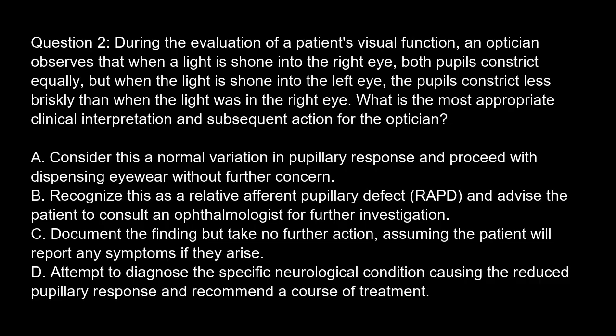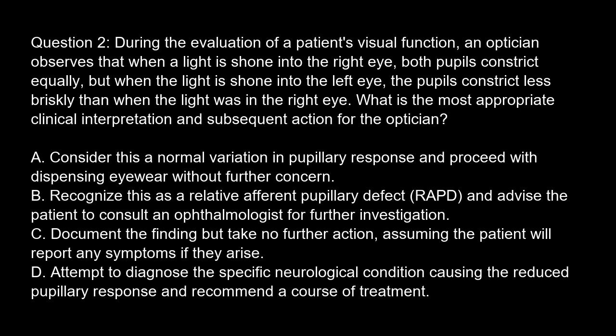Question 2. During the evaluation of a patient's visual function, an optician observes that when a light is shone into the right eye, both pupils constrict equally, but when the light is shone into the left eye, the pupils constrict less briskly than when the light was in the right eye. What is the most appropriate clinical interpretation and subsequent action for the optician?